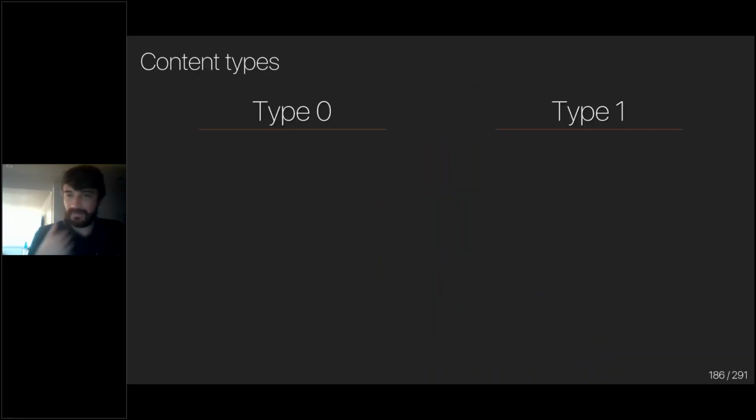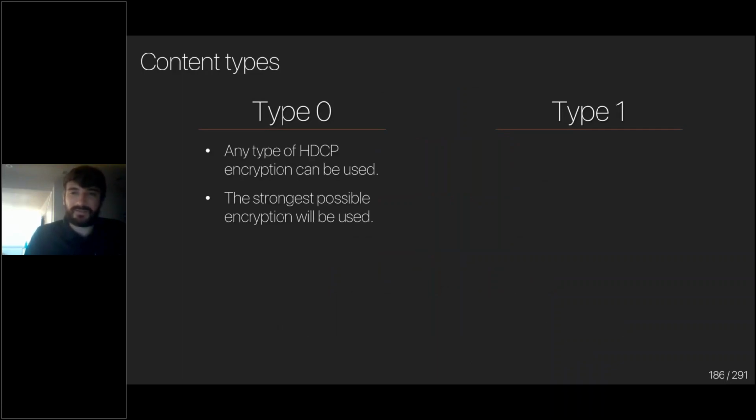So there are 2 types, type 0 and type 1. Type 0 means that HDCP encryption must be used, but it can be any type of HDCP. So if your device supports 1.4, it can be 1.4. If it supports 2.2, well, the strongest possible encryption should be used. So if it supports 2.2, let's use 2.2. So when 2 devices are connected, they need to determine which is the highest version that they both support and then use that.